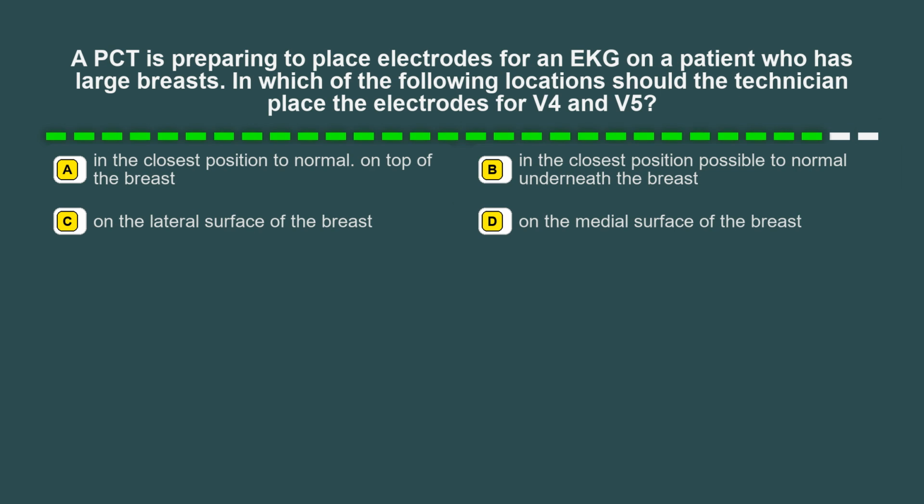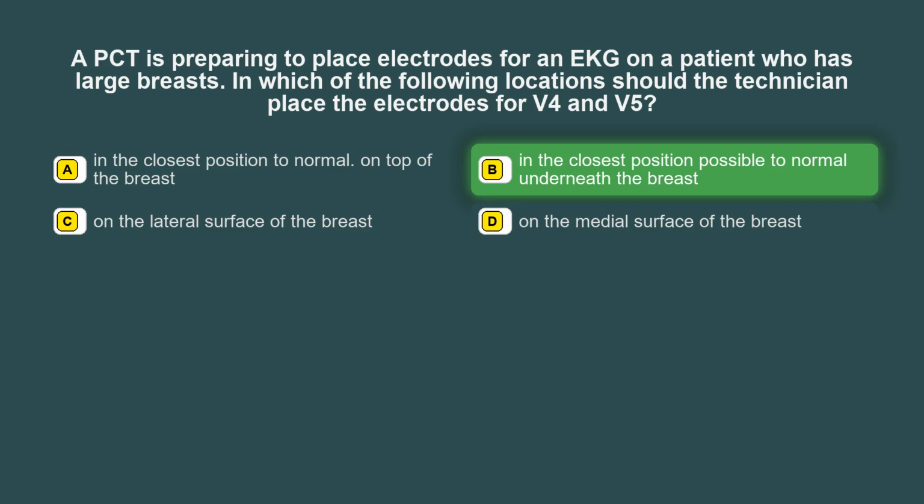Question 25. A PCT is preparing to place electrodes for an EKG on a patient who has large breasts. In which of the following locations should the technician place the electrodes for V4 and V5? Option A. In the closest position to normal, on top of the breast. Option B. In the closest position possible to normal underneath the breast. Option C. On the lateral surface of the breast. Option D. On the medial surface of the breast.